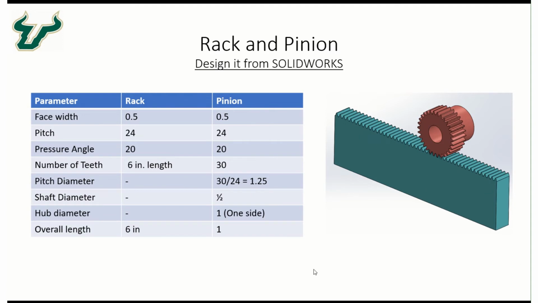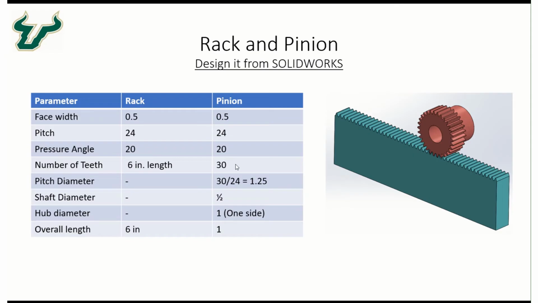So we're going to do the assembly for this, and this time we will be designing these parts from the SOLIDWORKS library. We will be using the face width of 1/2 inch. Let's keep the diametral pitch of 24, pressure angle 20. The number of teeth on the rack depends on how many teeth that we can get in the 6-inch length dimension. Of course, we can easily count the number of teeth based on the diametral pitch.